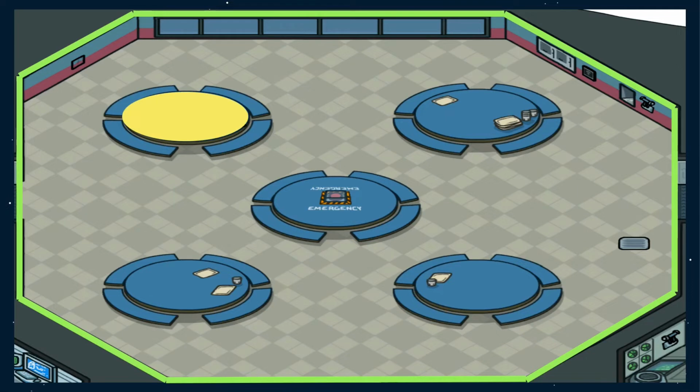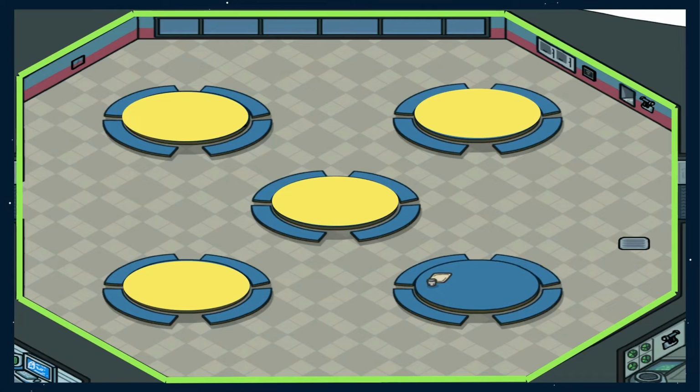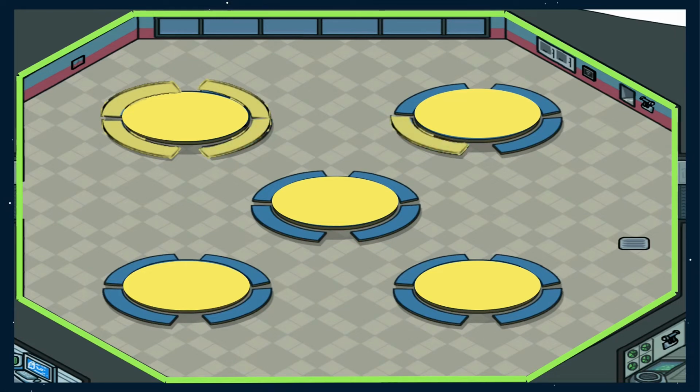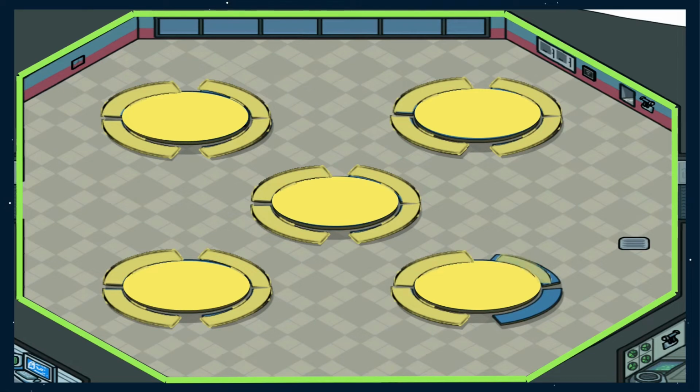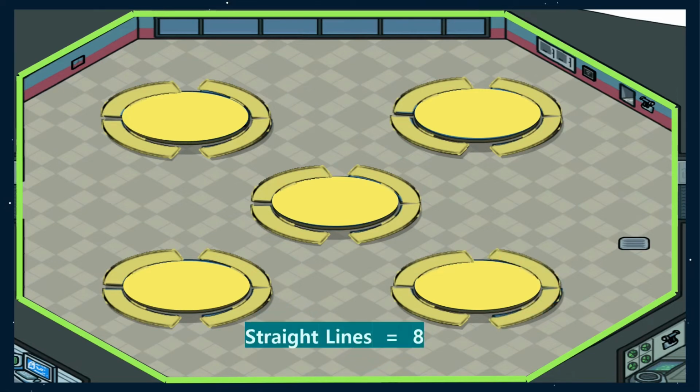Now, let's count the curves. 1, 2, 3, 4, 5, 6, 7, 8, 9, 10, 11, 12, 13, 14, 15, 16, 17, 18, 19, 20, 21, 22, 23, 24, 25. So, the cafeteria room has 8 straight lines and 25 curves.